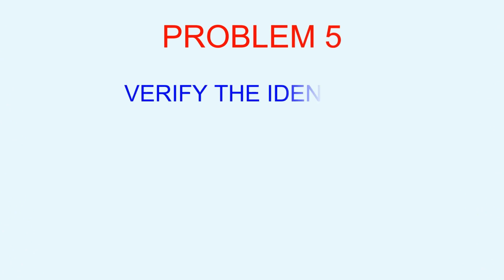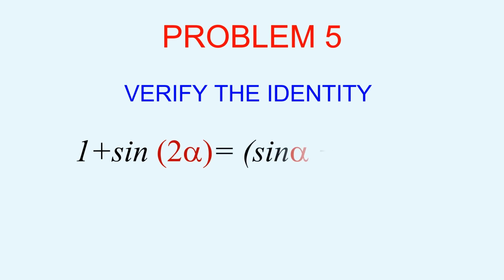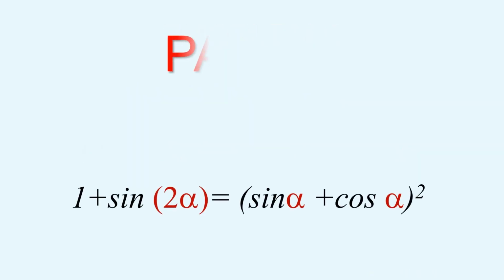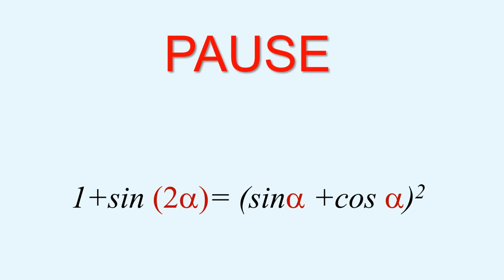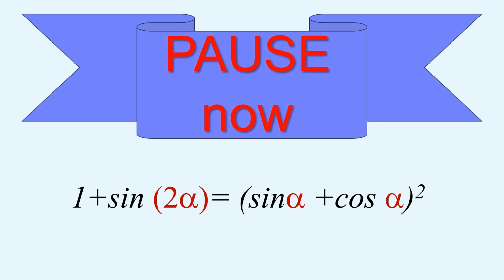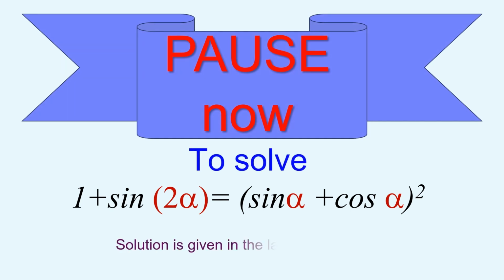Problem number 5. Verify the identity. 1 plus sine of 2 alpha equals sine of alpha plus cosine of alpha whole squared. Pause now if you want to solve it by yourself. However, the solution is given in the later part of this video. To avoid music in background, lower the volume on your device.